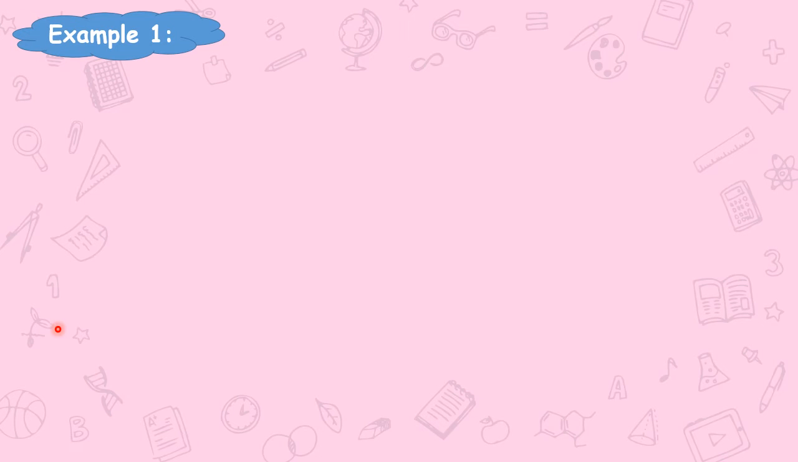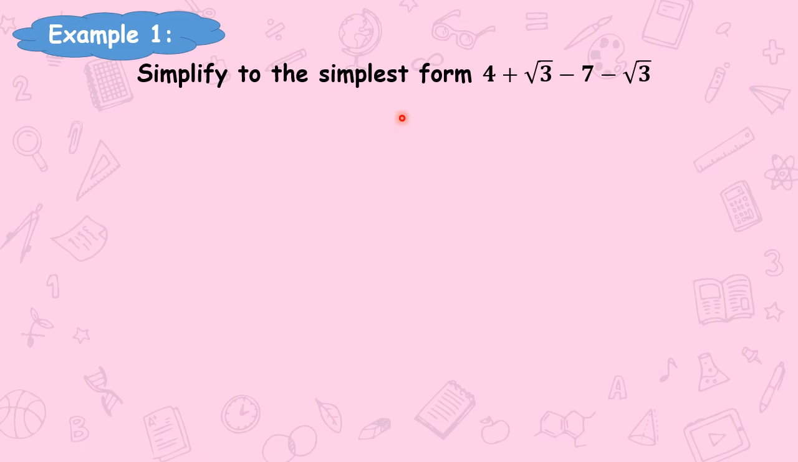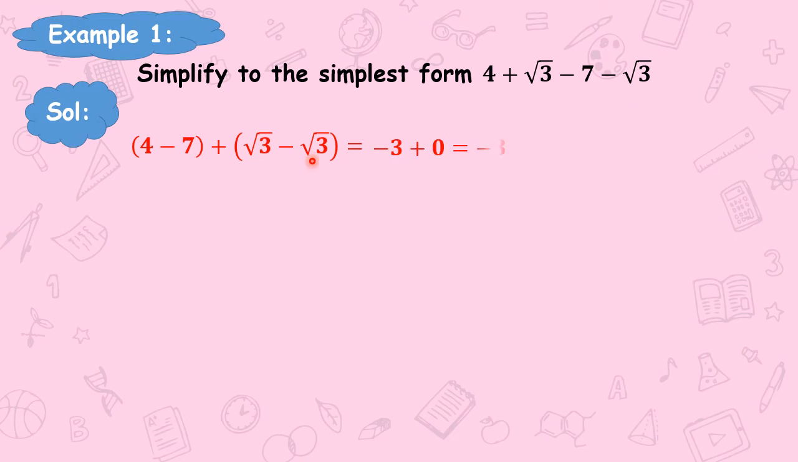Example number 1. Simplify to the simplest form: 4 plus root 3 minus 7 minus root 3. To put this number in simplest form, add the like terms. The like terms are 4 and negative 7, and also root 3 and negative root 3 are like terms. Then put 4 and negative 7 in the same bracket and root 3 minus root 3 in the same bracket. 4 minus 7 equals negative 3 and root 3 minus root 3 equals 0. Negative 3 plus 0 equals negative 3.